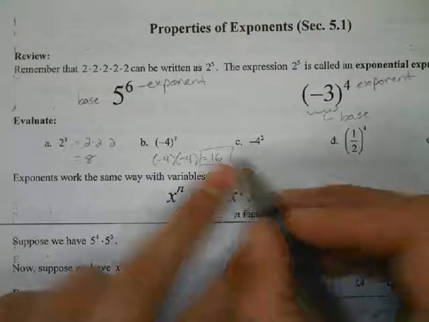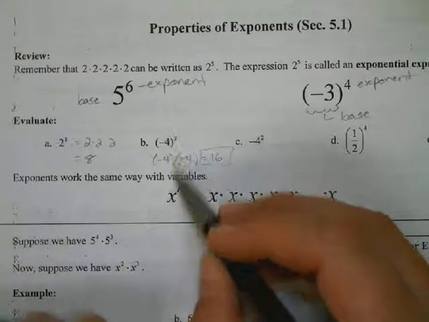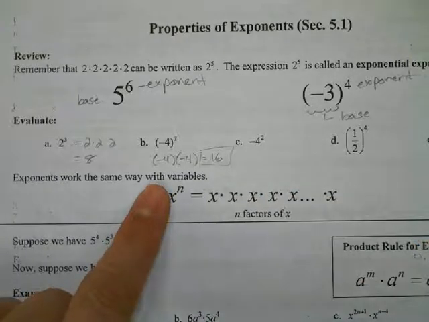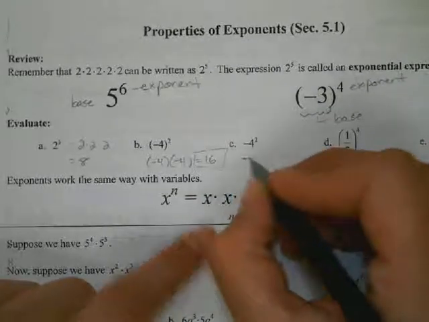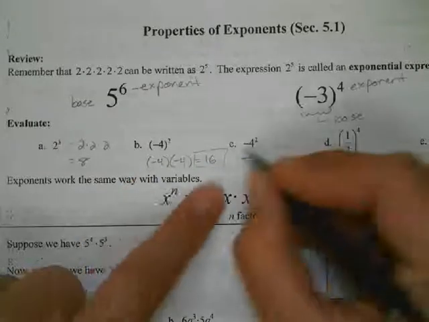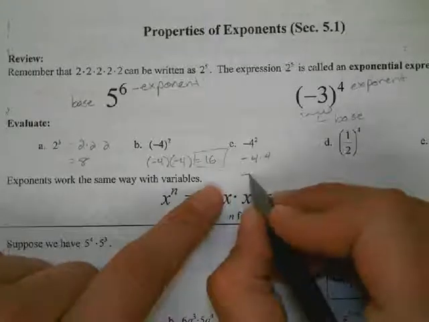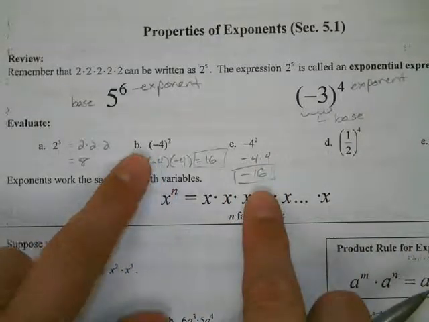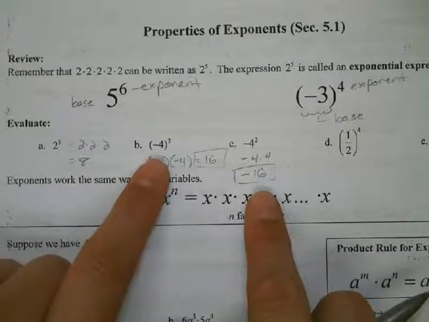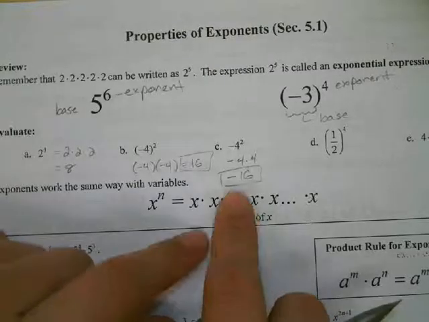Here the negative is in the parentheses and the exponent touches the parentheses, so the square applies to everything in the parentheses. Here, the exponent just touches the 4, so it only applies to the 4. So instead of negative 4 times negative 4, it's negative of 4 times 4, which is negative 16. You do need to know the difference between those two. Parentheses with the negative inside means the negative gets squared also. If it's not, then it's just out front.